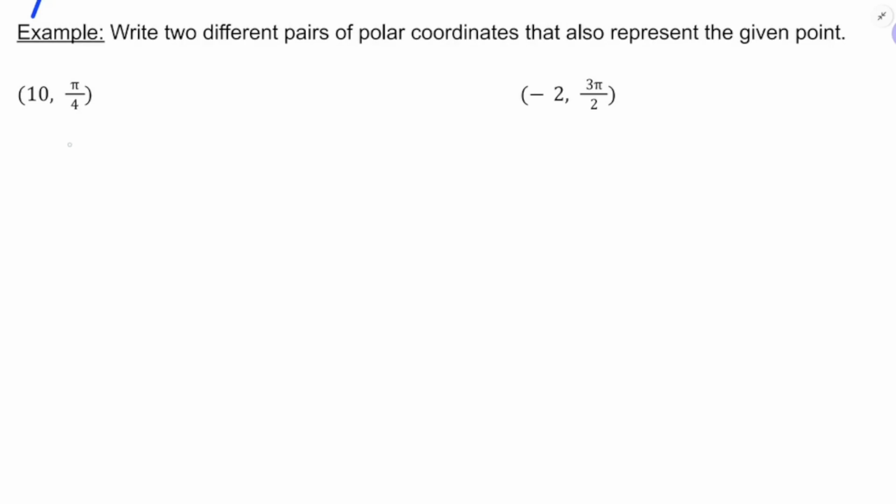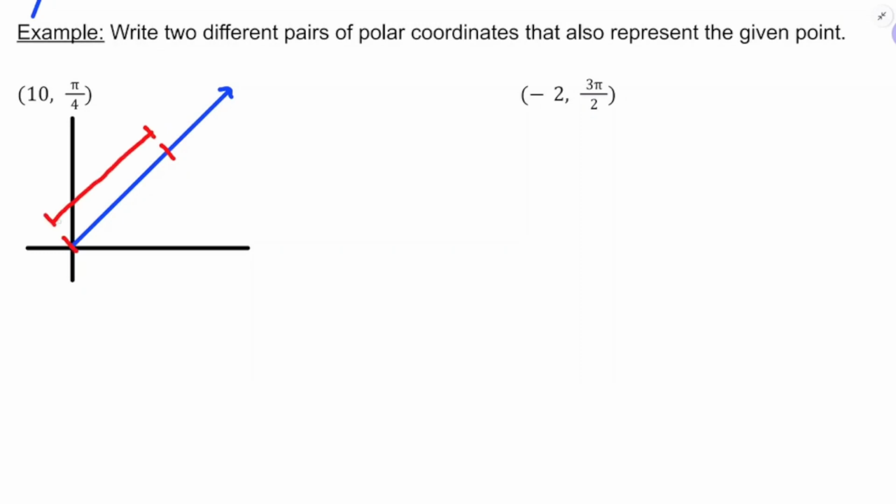So take a point like 10 and pi over 4: 10 units away from the origin along theta equals pi over 4. I'm just going to say that's a distance of 10 right there. That's going to be the same as if I said r equals 10 and theta equals pi over 4 plus 2 pi, right? I just go around the circle one more time. So I could say 10, and 2 pi is 8 pi over 4, so adding to the pi over 4, 9 pi over 4. That would give me the exact same point, right? I'd just rotate once around the circle again and be right back there.